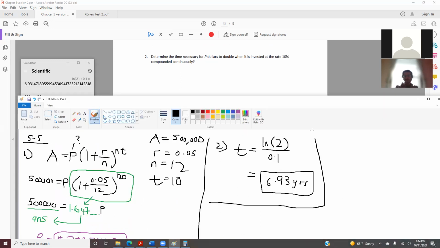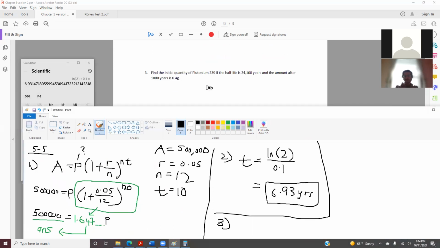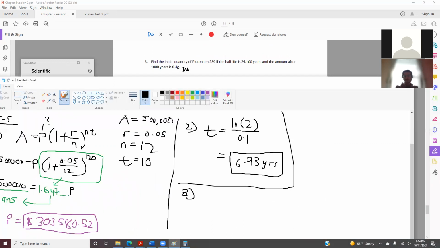The difficult part is number 3. So please pay attention for number 3. This is in your test. Okay. So find the initial quantity of plutonium-239 if the half-life is 24,100 years and the amount after 1,000 years is 0.4 gram. So this is half-life.